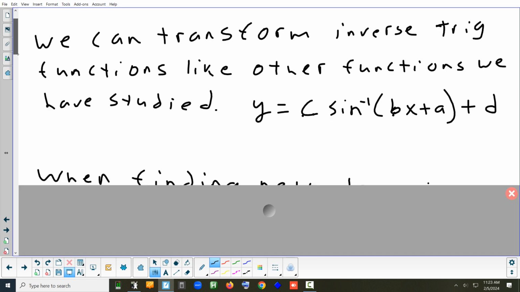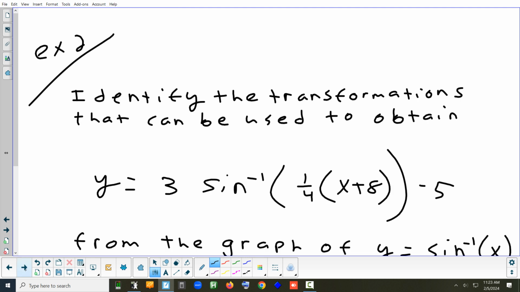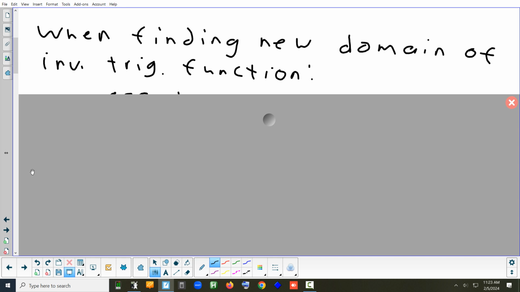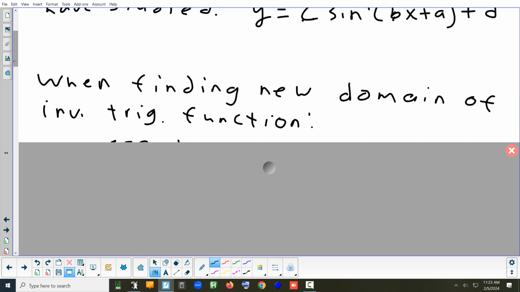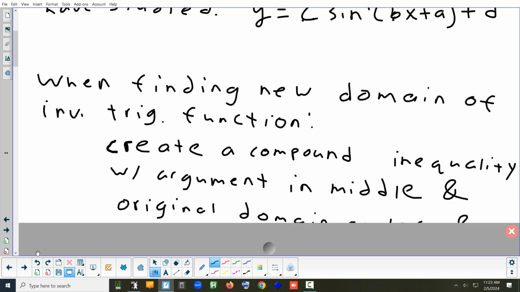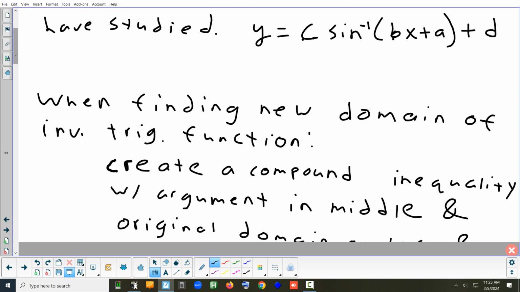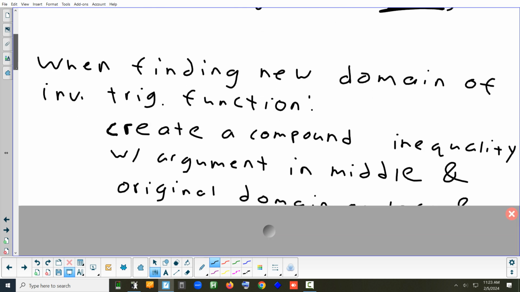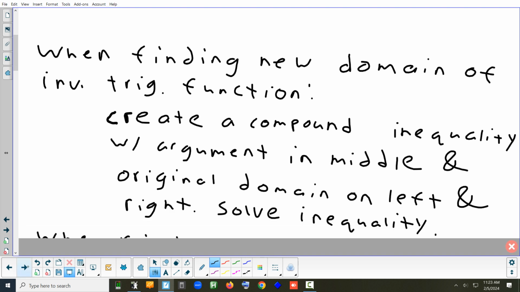So how do you find the new domain and range if you had something like this? An inverse sine function, but you've done some stretching and shifting. First step. The way you're going to find the new domain, there's a couple ways you can do it, but we're going to create a compound inequality. The idea is we're going to put the argument in the middle, because that's what affects the domain. So put that in the middle, and then put the original domain on the left and the right. And then you're going to solve it.